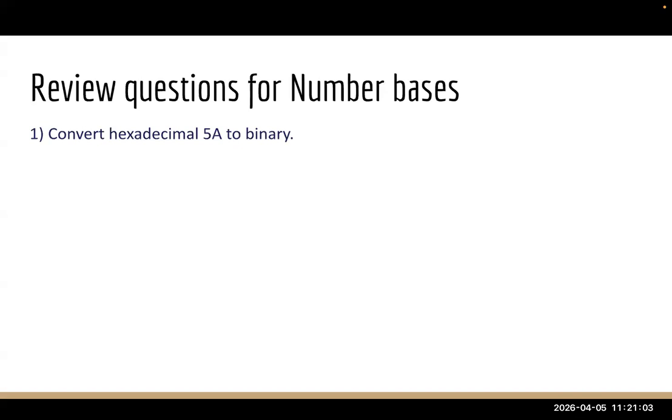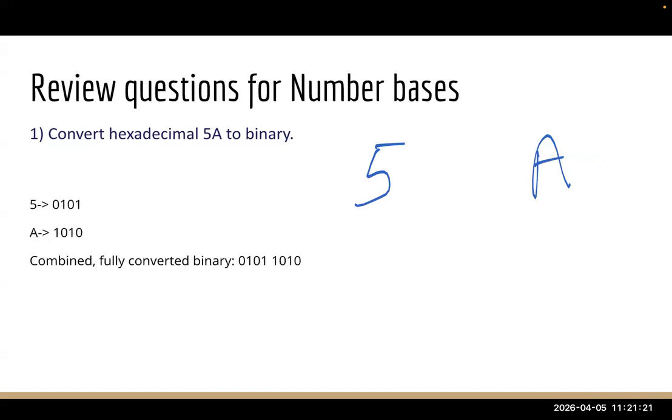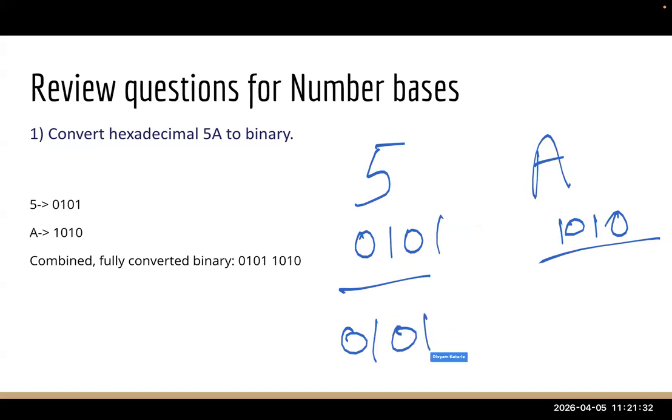Now, let's review some questions for that. So we want to convert hexadecimal 5A to binary. So we'll take 5 separately and we'll take A separately and treat these as two separate values. So 5 is basically 0, 1, 0, 1. A is basically 1, 0, 1, 0. We'll just concatenate them, and that will be our fully converted hexadecimal to binary: 0, 1, 0, 1, 1, 0, 1, 0.